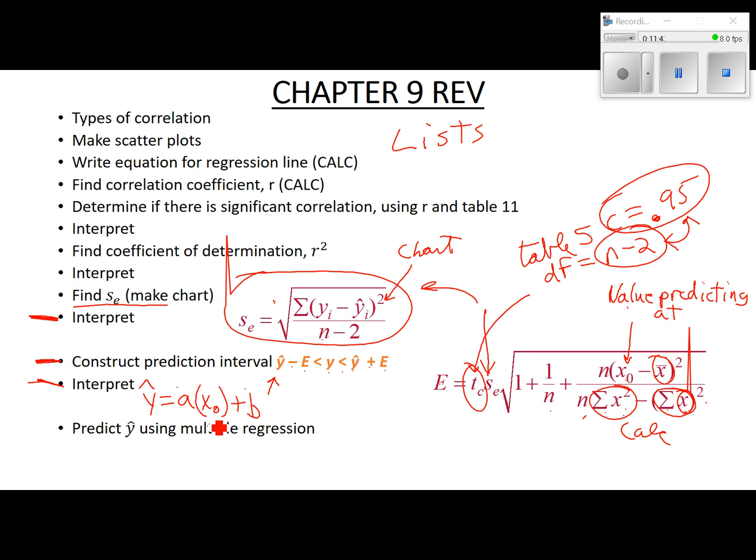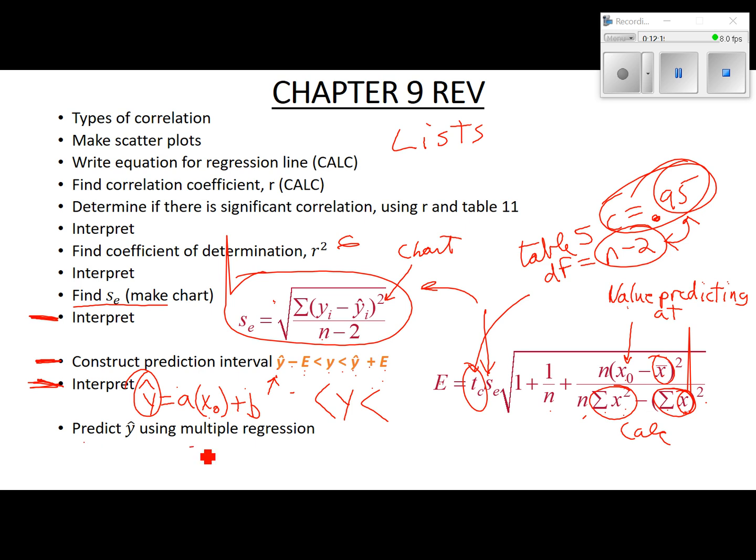So once you plug in x sub 0, you figure out what y hat is, then we can plug in here. You can plug in y hat here, plug in e here. You're just going to subtract on this side, add on that side, and it's going to give you your interval, and you're saying that you are whatever confidence level, 95% sure that y is going to fall within that interval, within that range. We're going to do the interpretation on another slide again.